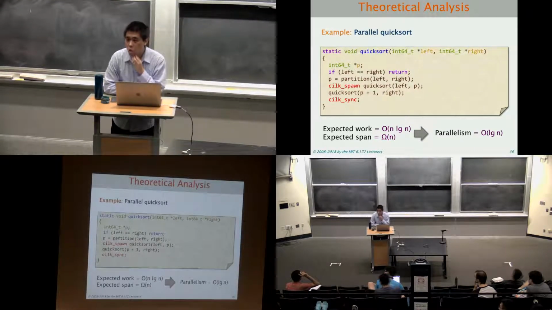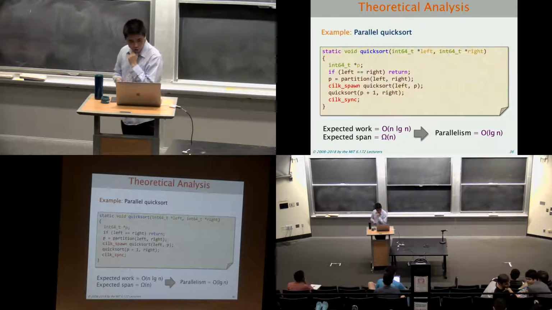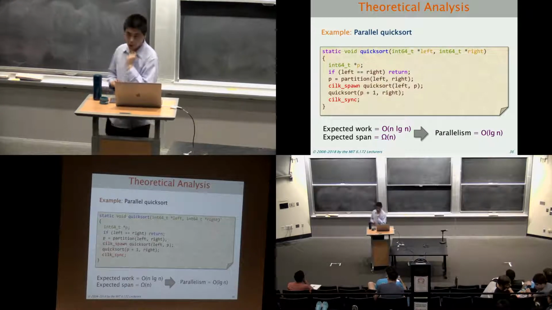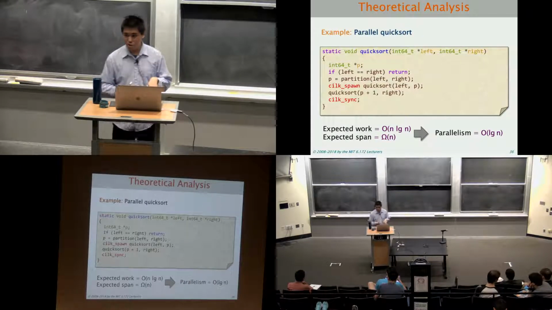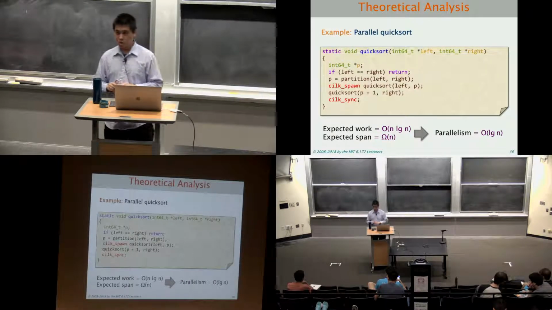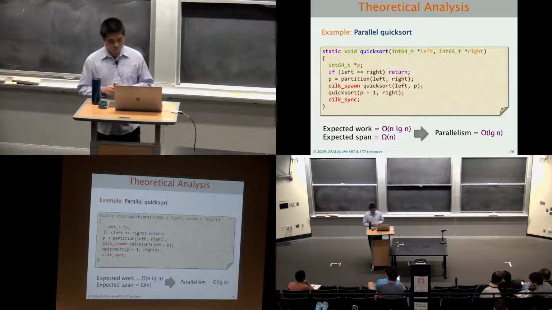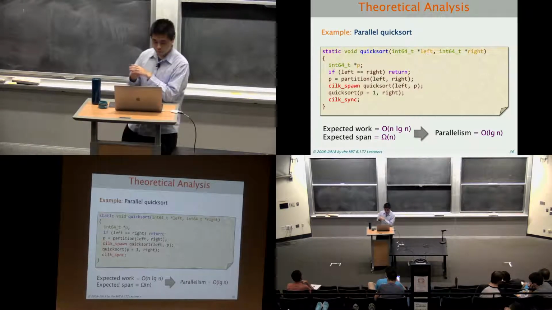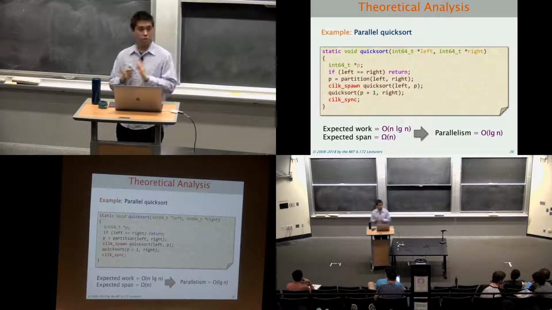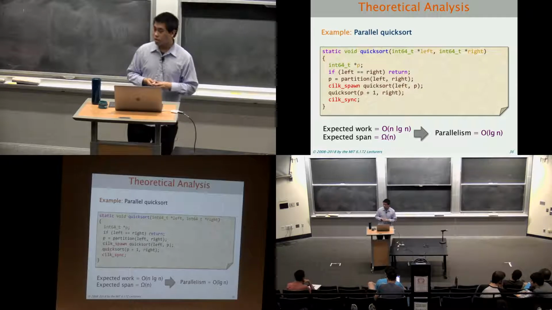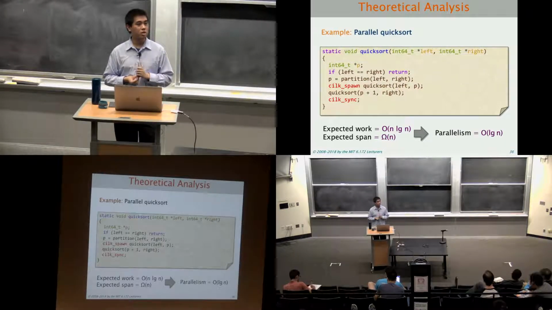Yes? How did you analyze that if the partition function is also parallelized, the span is log squared? At one level of recursion, the partition function takes order log n span. You can show that there are log n levels of recursion in this quicksort algorithm. I didn't go over the details of this analysis, but you can show that, and therefore the overall span is going to be order log squared n. I can show you on the board after class if you're interested, or I can give you a reference. Other questions?